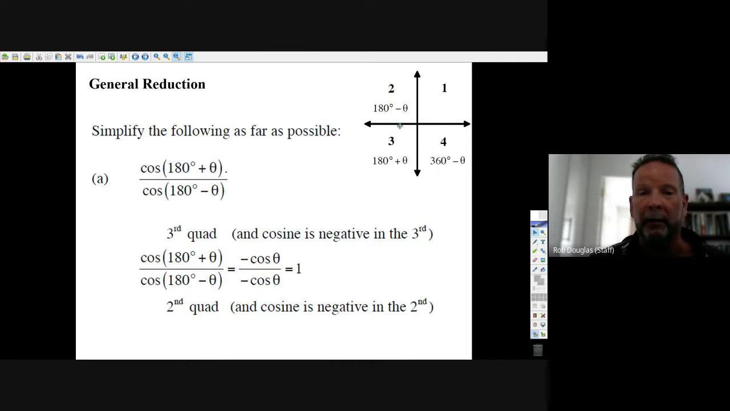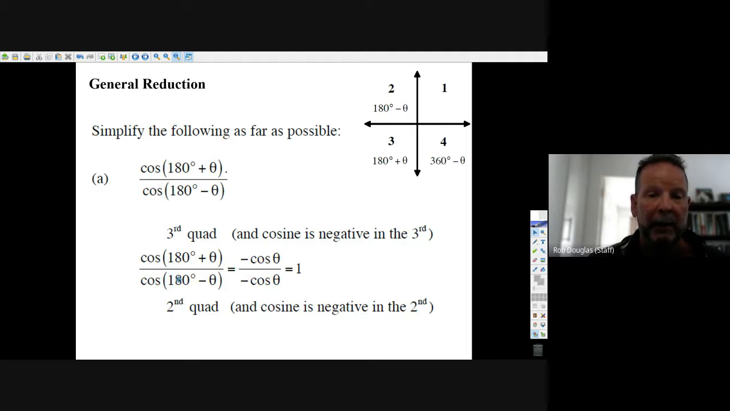Well, it's kind of good to know. There's 180 degrees, and plus theta, just pretend that theta is an acute angle, like 45 degrees or something. It would bend into the third quadrant. 180 degrees plus theta is in the third quadrant. And then you go, well, cosine of the third quadrant, cosine's negative. So that's why this reduces to minus cos theta.